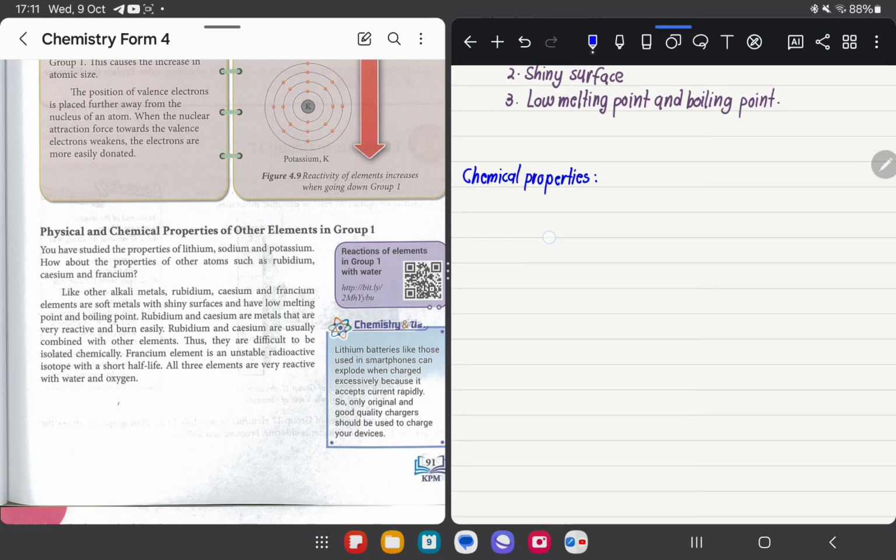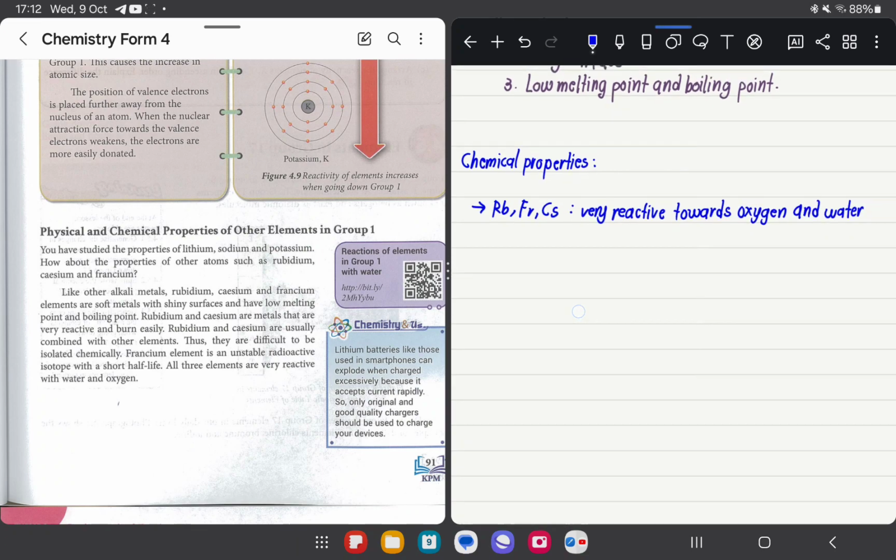Remember that your rubidium, francium, or cesium, they are very reactive towards water and oxygen. Very reactive. That's why we don't test these three with oxygen and water, because it might cause a strong explosion. So that is why we don't learn about their application in water. If you remember, we learned application for water for sodium, lithium and potassium only.